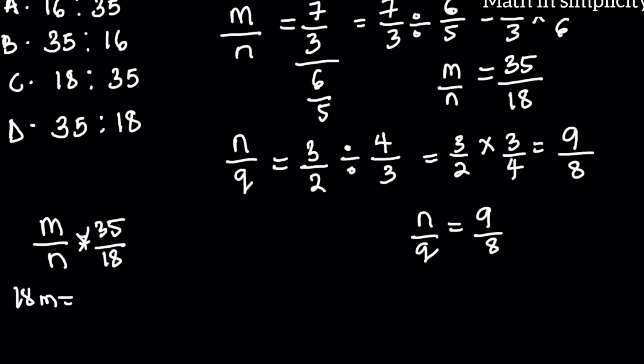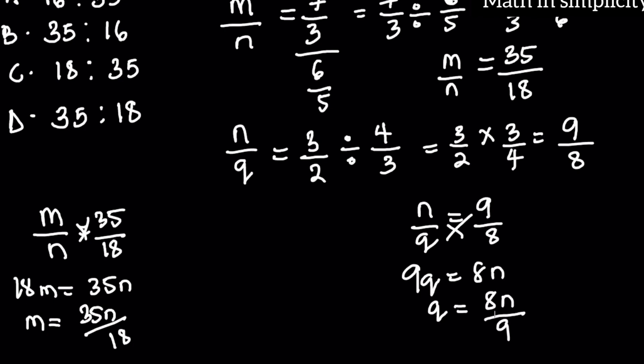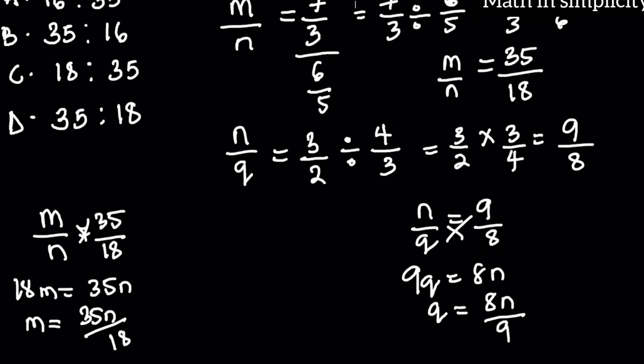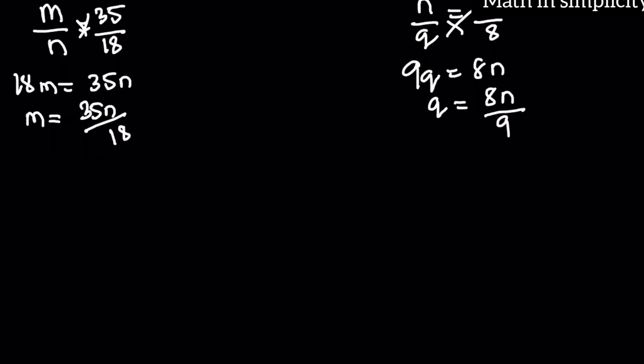So we have 18m is equal to 35n. Dividing through by 18, m will be equal to 35n divided by 18. While here, if we cross multiply to make q the subject of the formula, we have that 9q is equal to 8n, so that q will be equal to 8n over 9. So that's basically what we want. And then from the question, we are asked to find q is to m. So let's just solve that quickly.